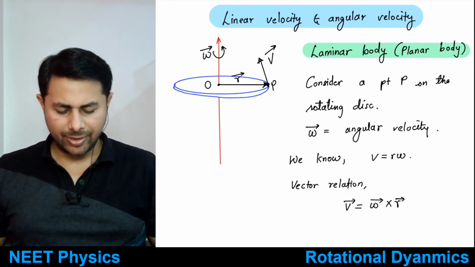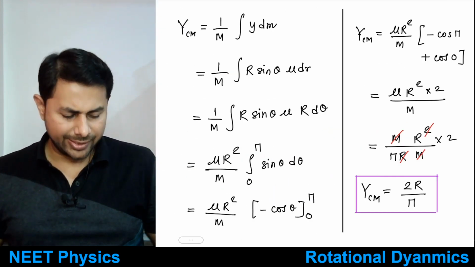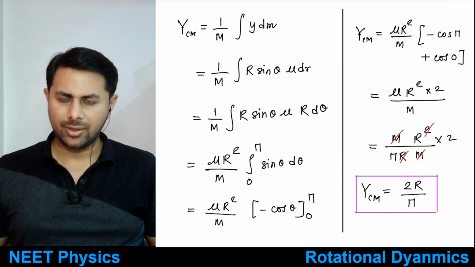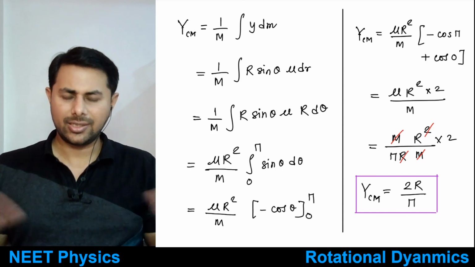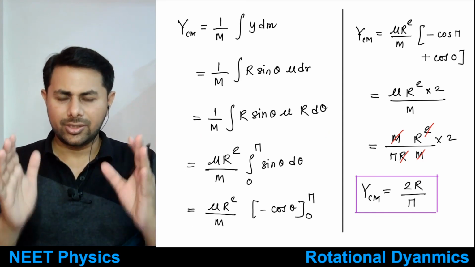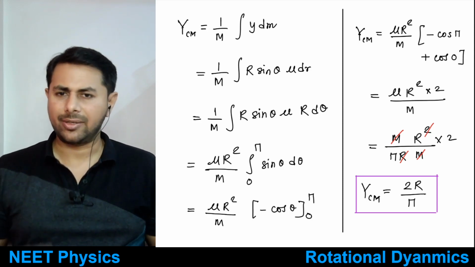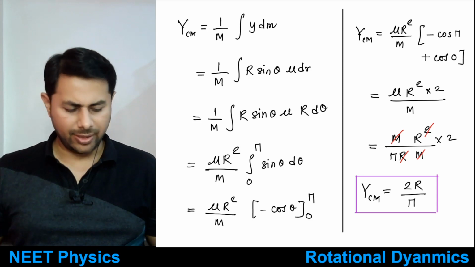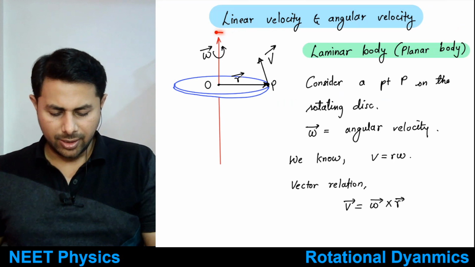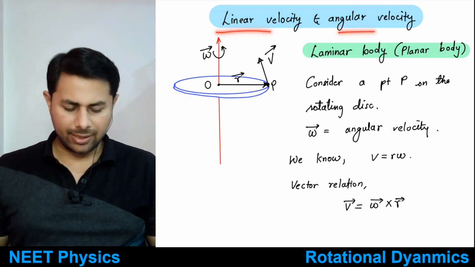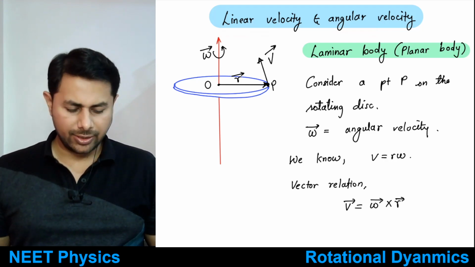After that, let's talk about linear velocity and angular velocity. So this completes the center of mass. For symmetric bodies, the center of mass is at just the geometrical center. So using symmetry we can find out the center of mass of bodies. All right, let's see the next thing. Let's discuss linear velocity and angular velocity. We have discussed it a little bit in circular motion.